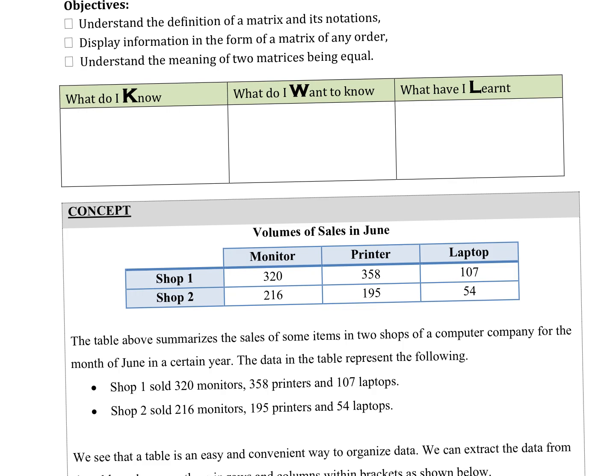that shows the volume of sales for monitor, printer, and laptop for two different shops. Mathematicians don't like to draw tables. They're lazy, right? So they are thinking of an ordered way to represent your data.